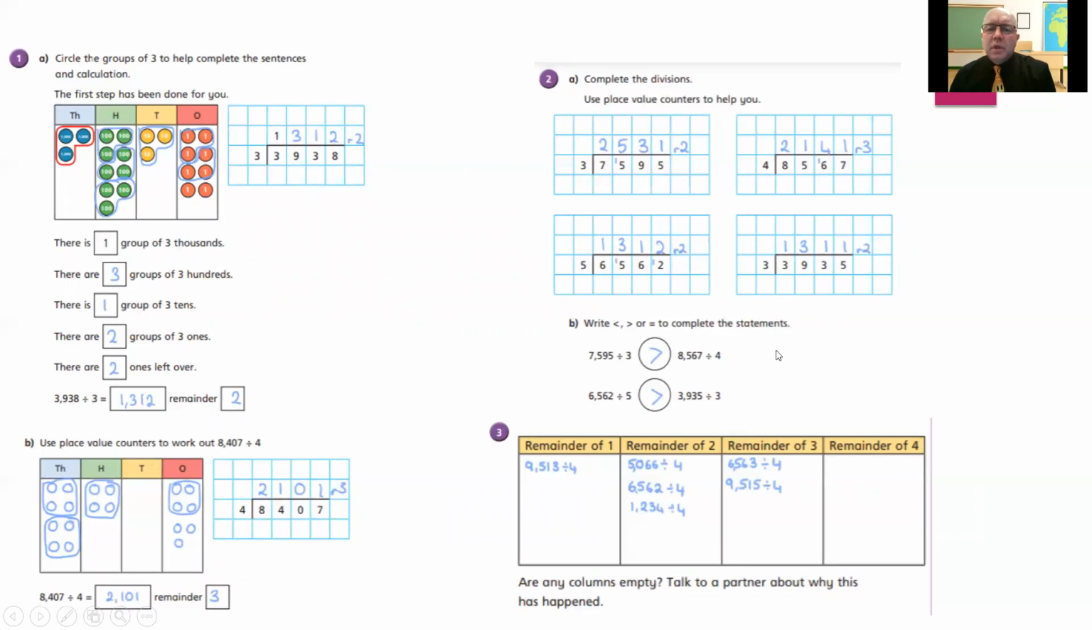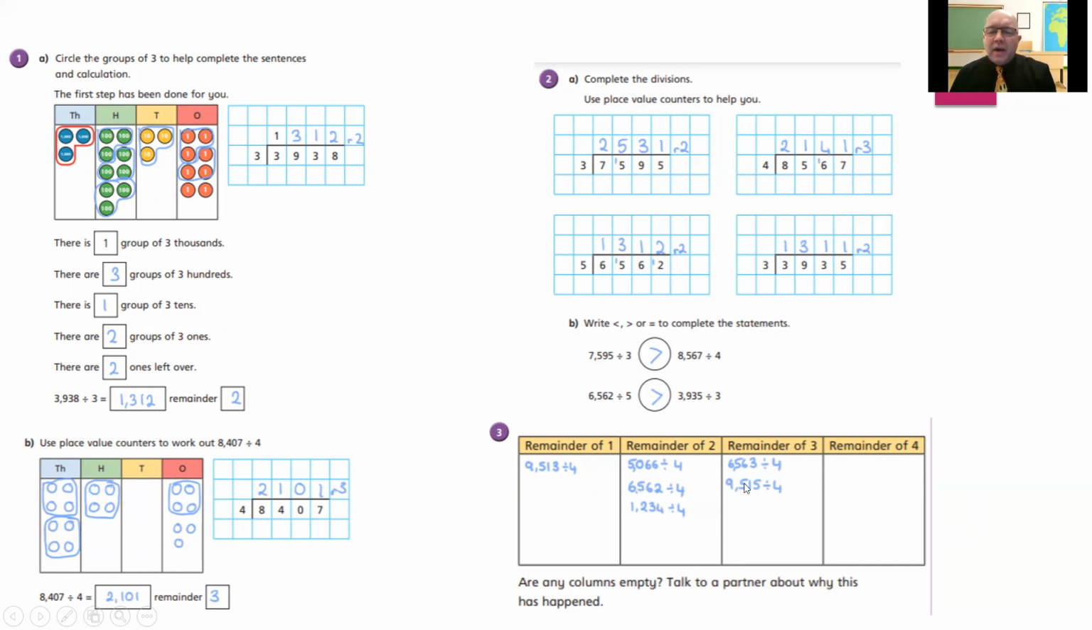Oops. Sorry. B, we're using greater than or less than. So you need to work out the 4 calculations. And if you've done that correctly, you will realize that 7,595 divided by 3 is greater than, that's a bigger answer than 8,567 divided by 4. And similarly, 6,562 divided by 5 is a bigger answer, is greater than 3,935 divided by 3. Okay.